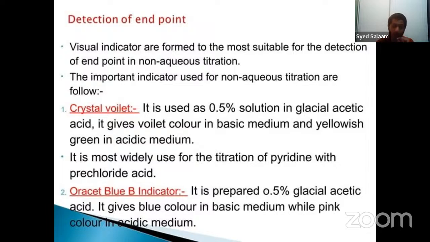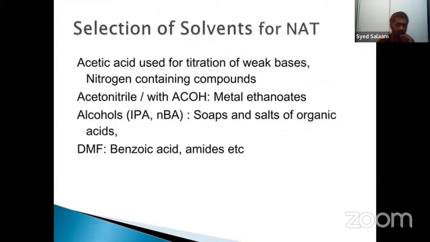Thymol blue will also be there. It has a red color in acidic medium and yellow color in basic medium. Then we have oracet blue B indicator. It is also used as a 0.5% glacial acetic acid preparation, and it gives blue color in basic medium, while pink color in acidic medium.